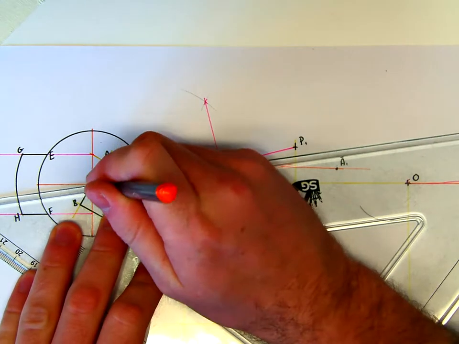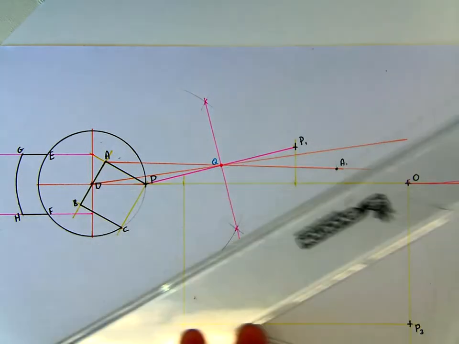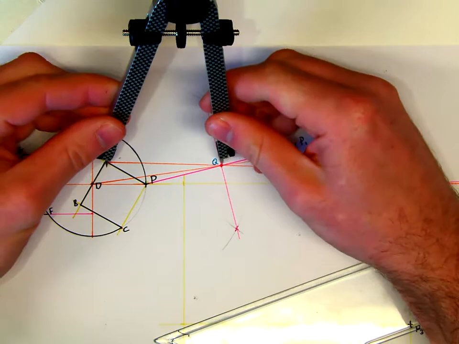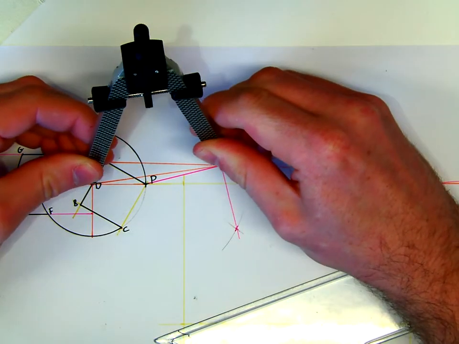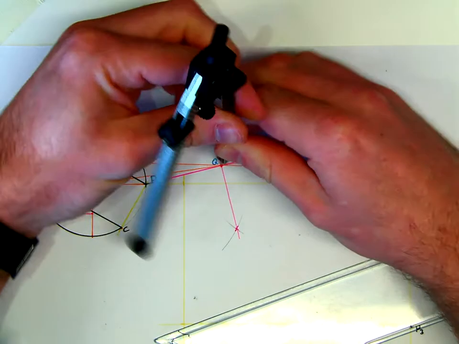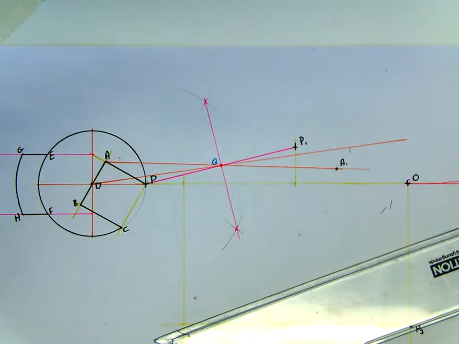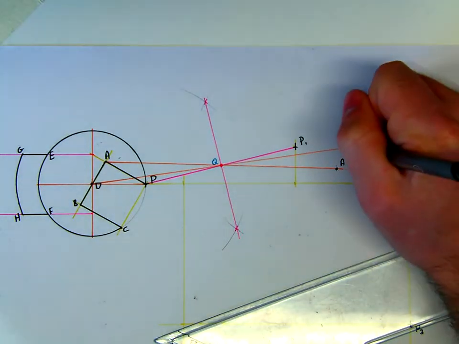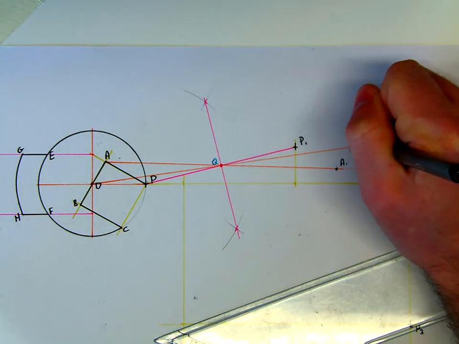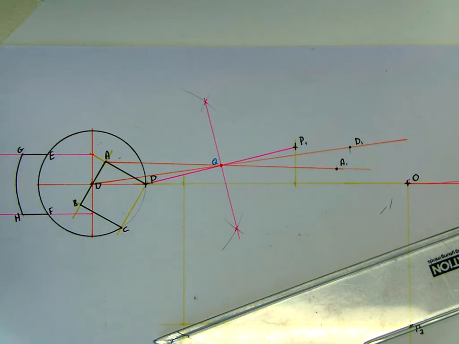So bring D through point Q. Put my compass on Q. Stretch it over to D. And measure it over here. So that's D1. Next up is B.